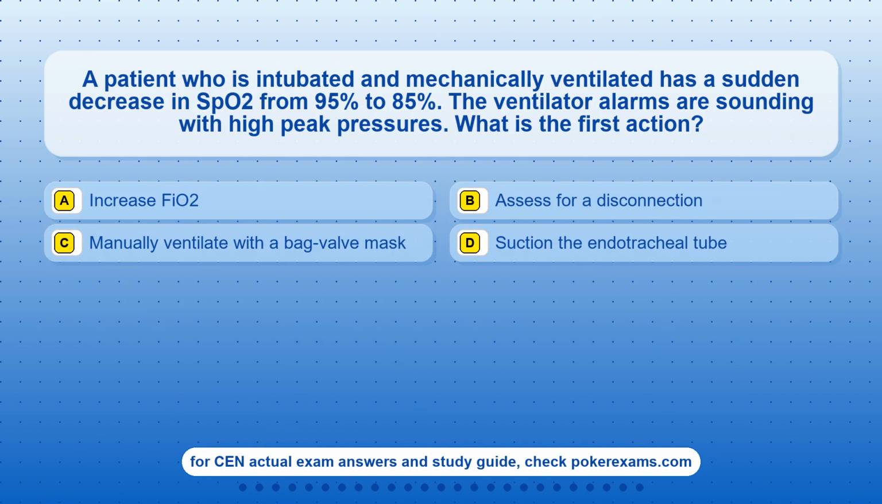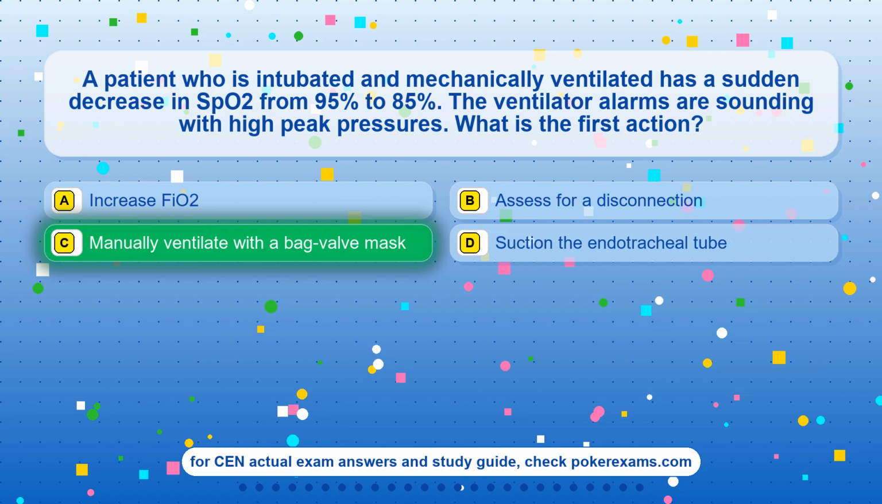Question 24. A patient who is intubated and mechanically ventilated has a sudden decrease in SpO2 from 95% to 85%. The ventilator alarms are sounding with high peak pressures. What is the first action? Option A, increase FiO2. Option B, assess for a disconnection. Option C, manually ventilate with a bag-valve mask. Option D, suction the endotracheal tube.